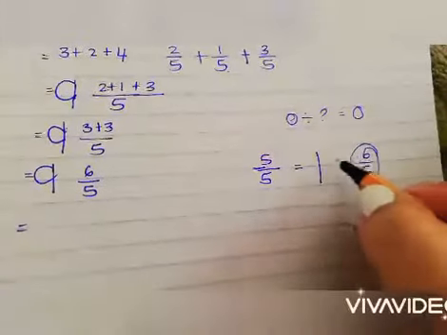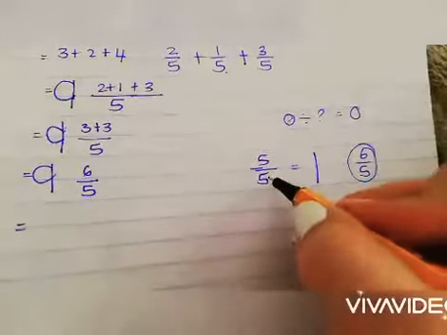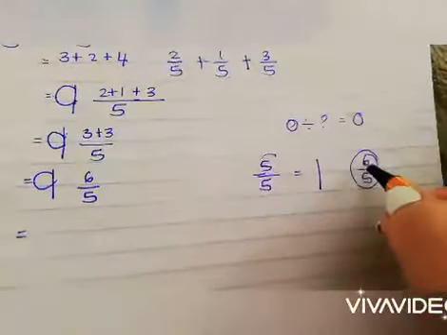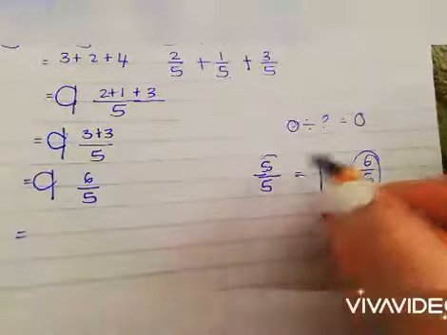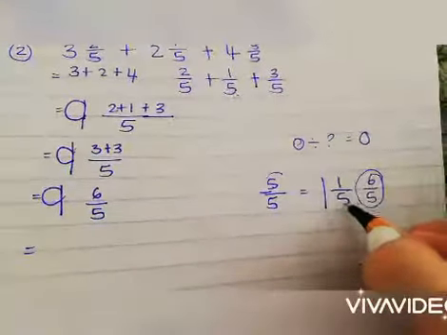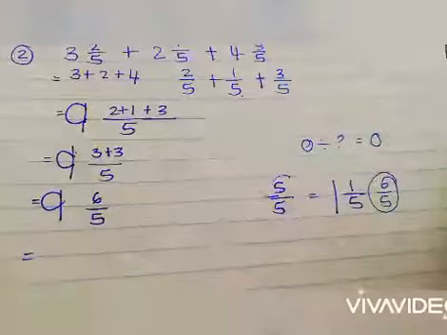So that's going to turn into 1 whole. So 5 over 5 can fit into there. And we're going to have 6 minus 5. So 6 minus 5 gives me 1/5. So that's what I'm adding onto it.